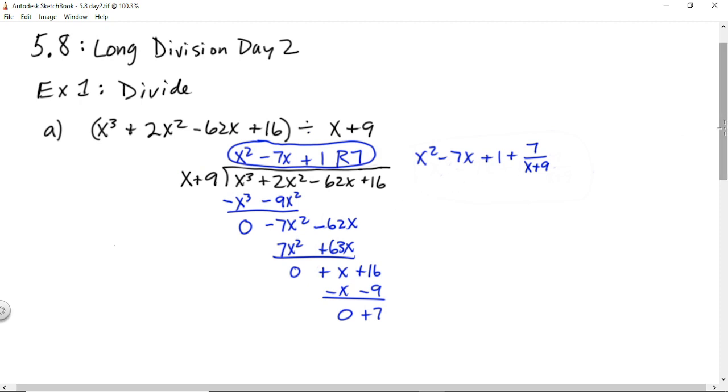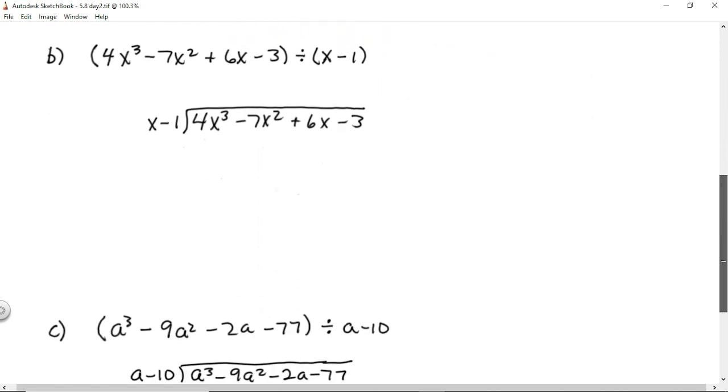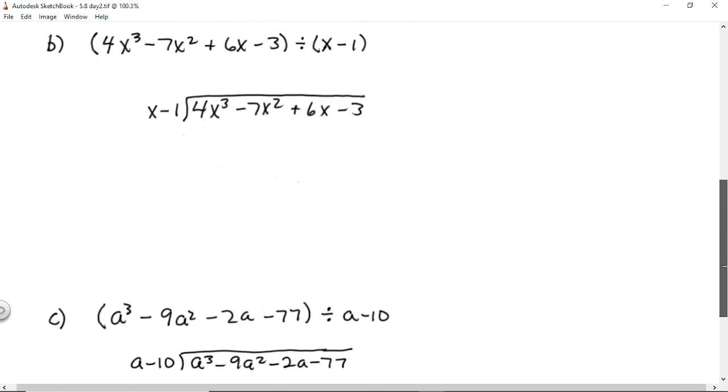Okay, so let's look at the next one. Another cubic polynomial divided by the binomial x minus 1. Okay, so we have 4x cubed divided by x is what our first term will be, and that's 4x squared.